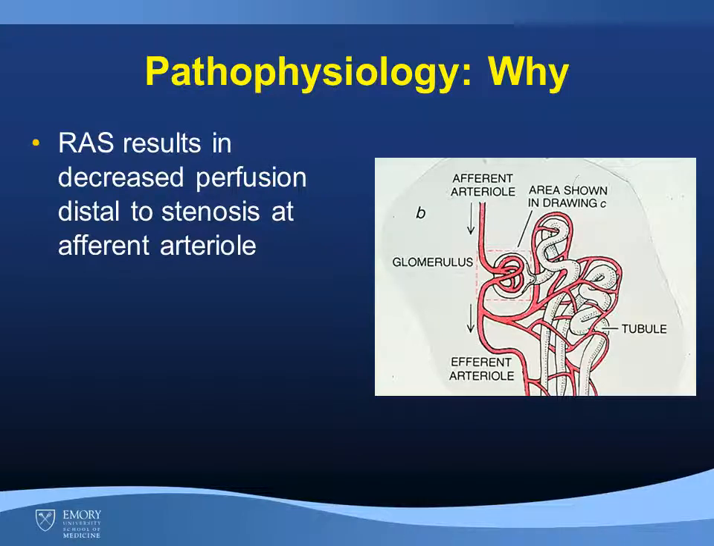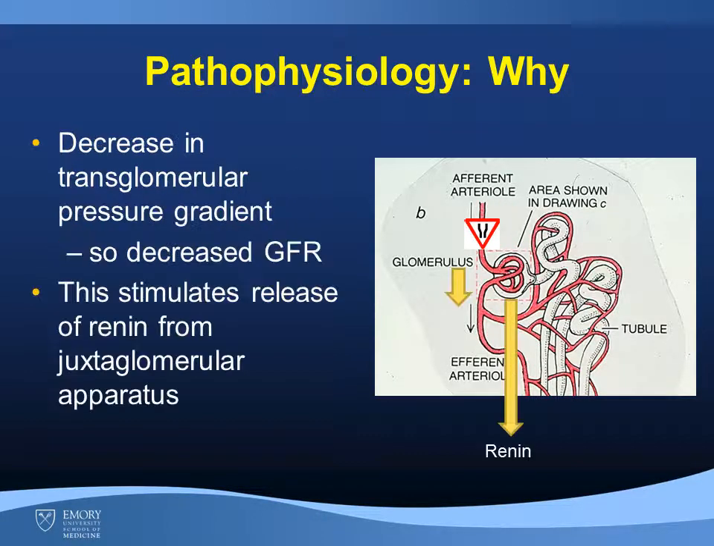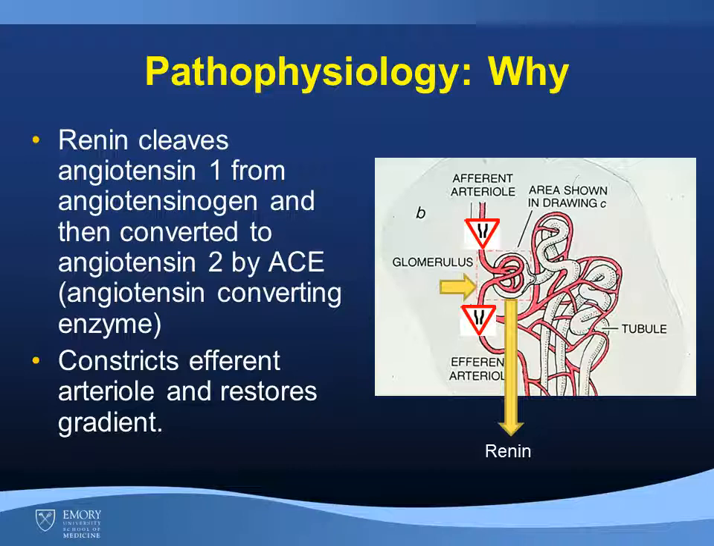Renal artery stenosis results in decreased perfusion distal to the stenosis at the afferent arteriole. This causes a decrease in the transglomerular pressure gradient, so you get a decreased GFR. This stimulates release of renin from the juxtaglomerular apparatus. Then renin cleaves angiotensin 1 from angiotensinogen, and then it's converted to angiotensin 2 by ACE, or angiotensin converting enzyme. This in turn constricts the efferent arteriole and restores the gradient and the pressure head.